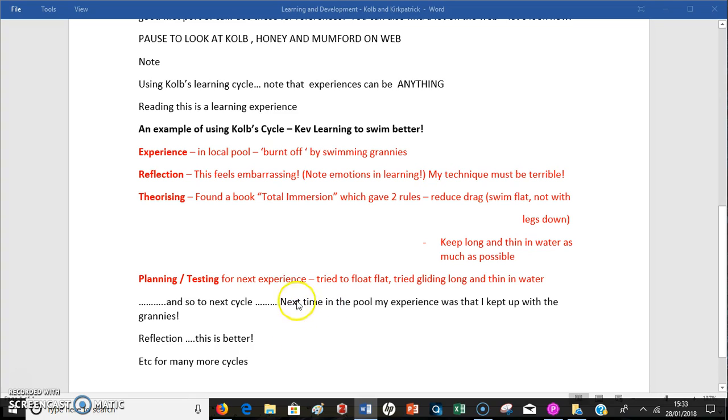Of course, like any kind of theory, it is not perfect, right? But a lot of people, everyone, really, will know about Kolb's learning cycle. So if you mention it and if you use it in your assignments, it'll be great. It'll be fine.